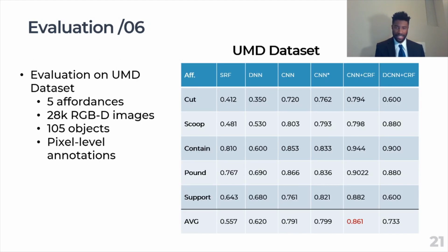And then this slide contains a comparison of operation on the UMD dataset that I described before, which contains 5 main affordances: cut, scoop, contain, pound, and support, over 28,000 RGB-D images featuring 105 objects, with each affordance labeled at the pixel level. As I said before, the structured random forest, in the leftmost column, has the worst performance because it's not robust to new objects. However, the combination methods like the CNN plus the conditional random forest have the highest performance because they have a special architecture that exploits new object features that the method hasn't seen previously.